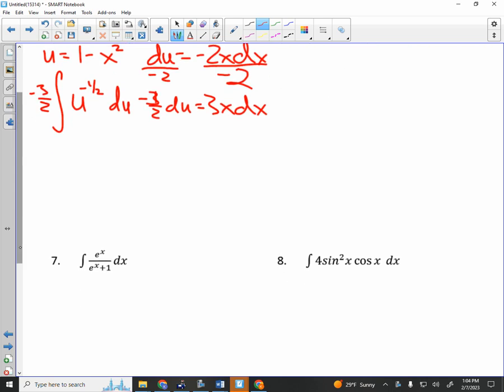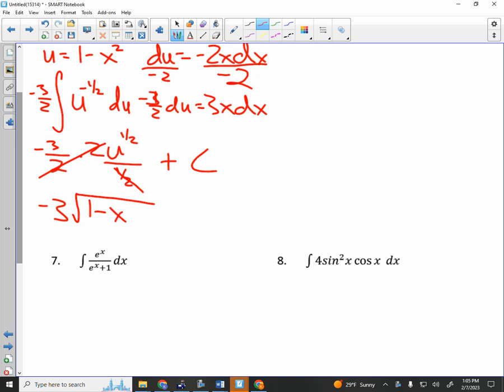What is the antiderivative of u to the negative 1/2? U to the 1/2 divided by 1/2. So I'll write it out so that people don't lose that, but I get negative 3/2 times u to the 1/2 divided by 1/2, but instead of dividing by 1/2, we can multiply by 2. So you can see the 2's are going to cancel. We get negative 3, u to the 1/2 will be square root of 1 minus x squared plus a constant. That's your antiderivative.